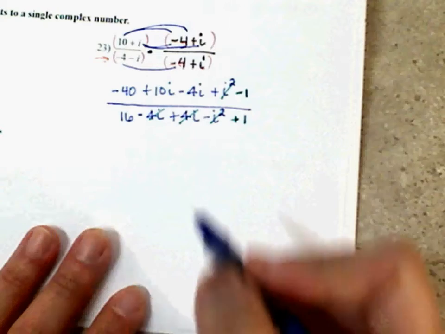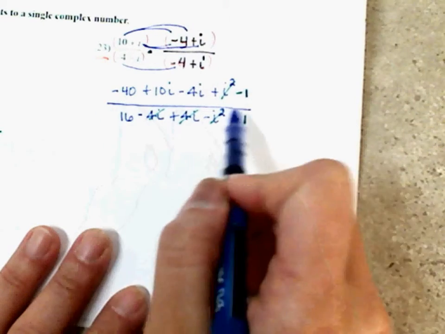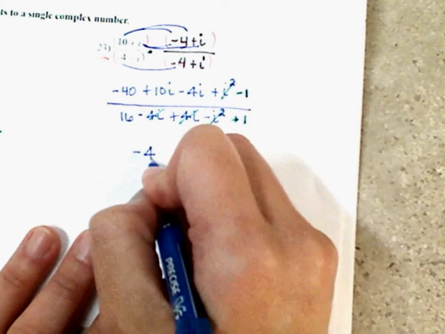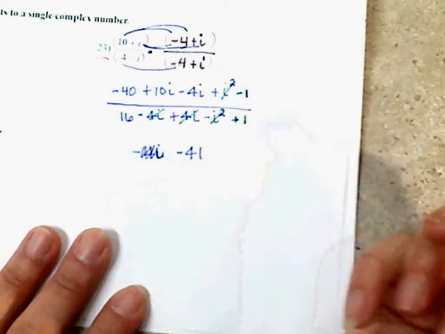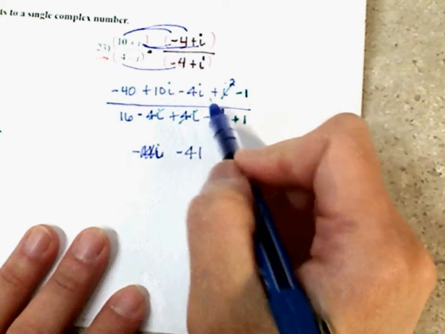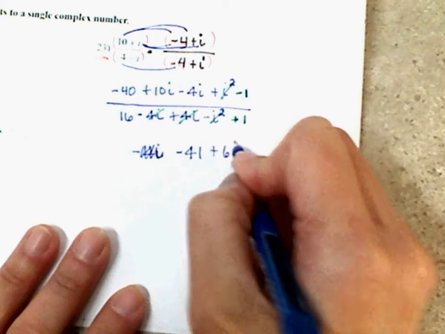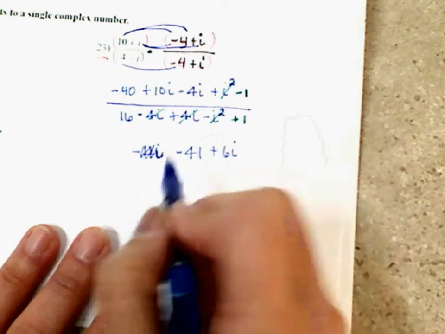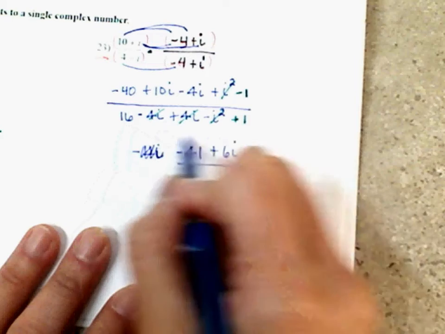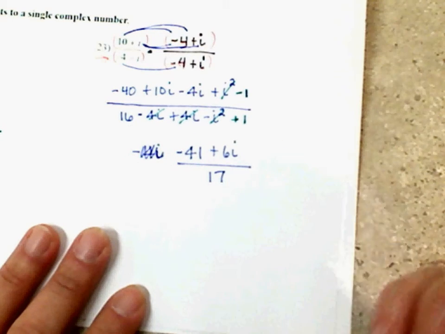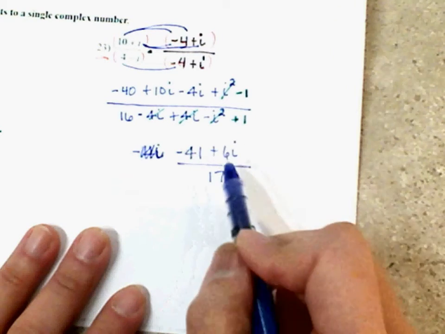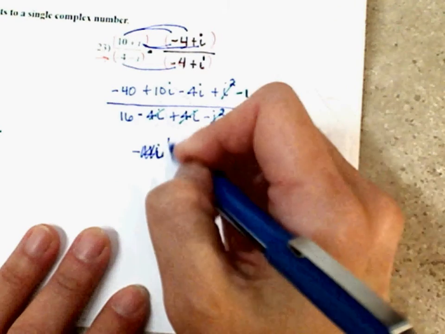Negative 40 minus 1 is negative 41. I don't know why I wrote that. Okay? 10i minus 4i is positive 6i. All of it over 16 plus 1 is 17. Any number that goes into 41, 6, and 17? Nope. I can't make that smaller, so here's your final solution.